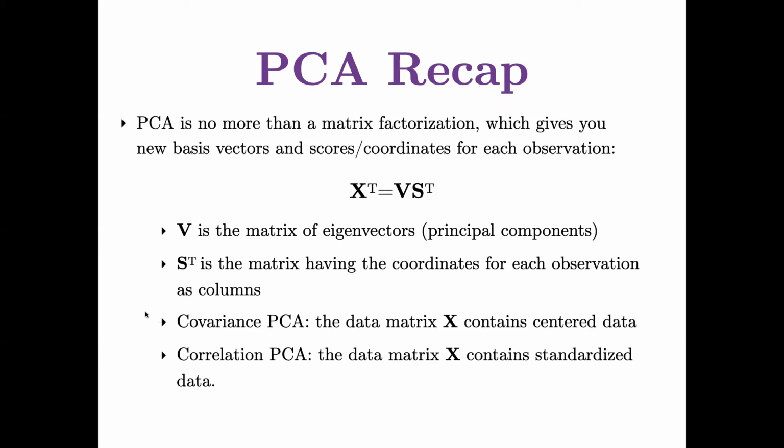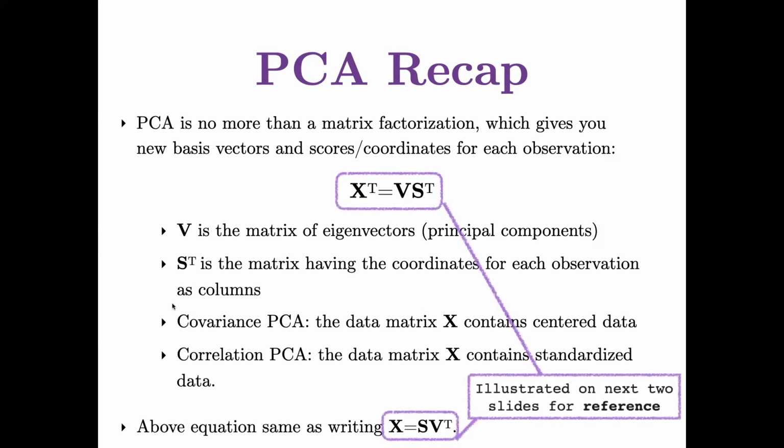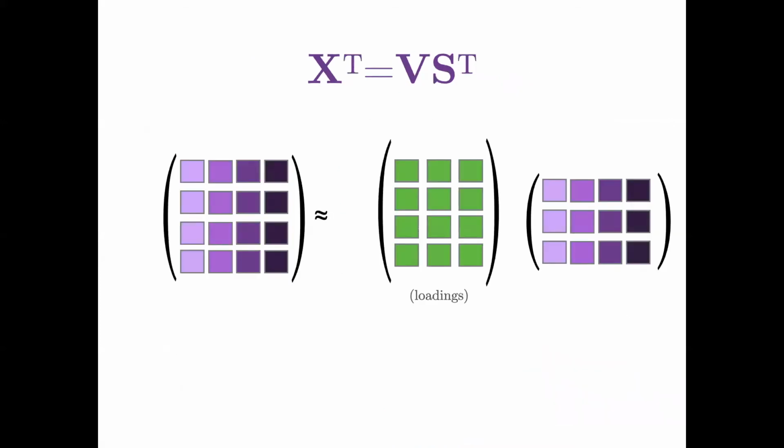For covariance PCA, that data matrix contains centered data, and for correlation PCA, that data matrix contains standardized data. Now, this equation is the same as writing X equals S V transpose. You notice I have just taken the transpose of both sides of this equation to get the second one, right? Because of the reverse order law, when I take the transpose of a product, it's the reverse order of the transposes. Now, I'm going to illustrate this relationship here.